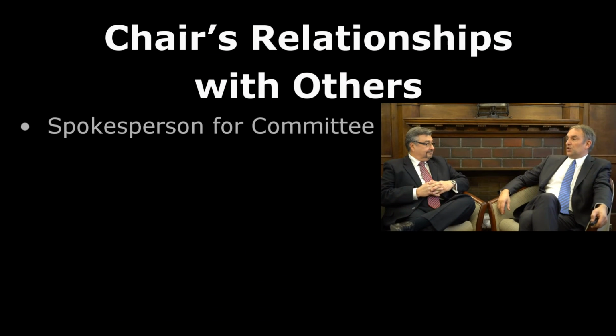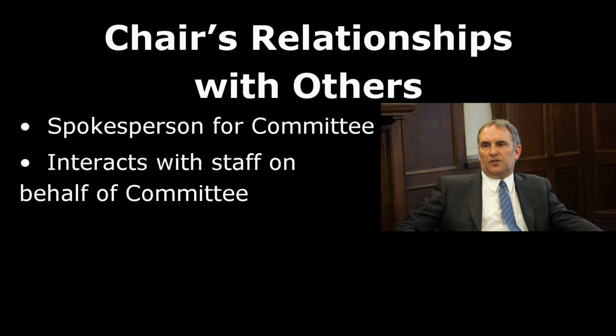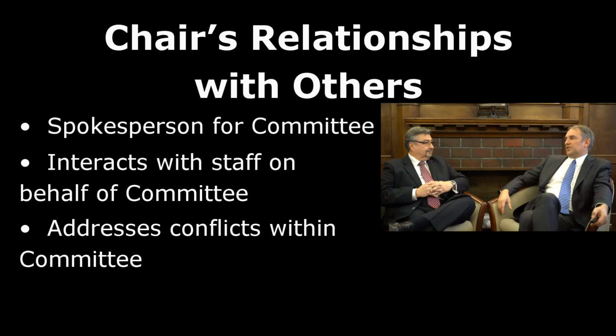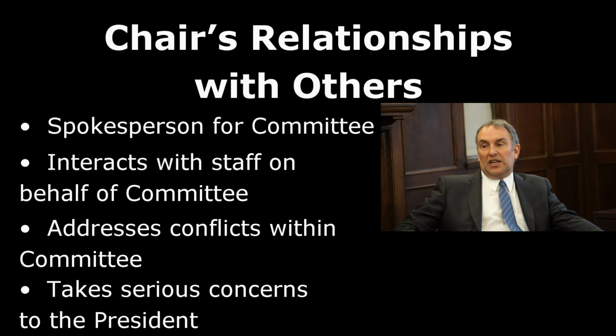How does a committee chair interact with others? Well, the chair is the spokesperson for the committee, for example, to council, and they need to ensure that what they communicate to council is the committee's decisions and policies and not the chair's views on the issue. The committee chair would also interact with staff on behalf of the committee. So, for example, if there was a policy issue that needed some research done, the chair would communicate that to the staff. If there's some conflicts within the committee or conflicts with committee members and staff, the chair would try to address those. And if there was a serious concern, for example, if staff was just not being as supportive as they could be, or there was a personality conflict with a committee member, then the committee chair would take that to the president, and if necessary, the president would take that to the registrar.